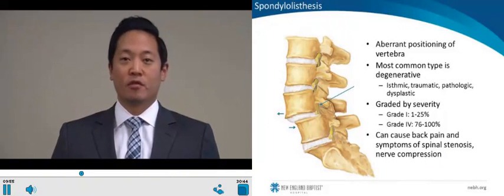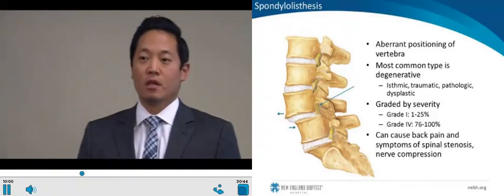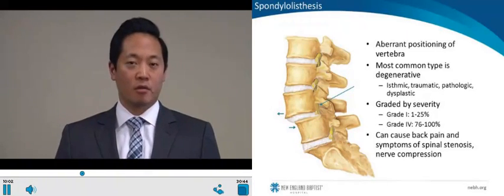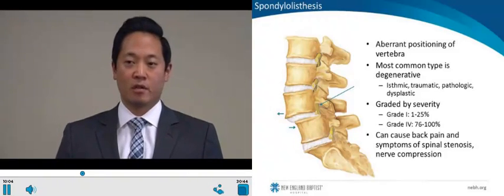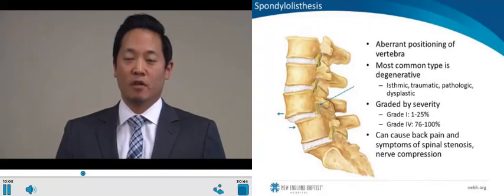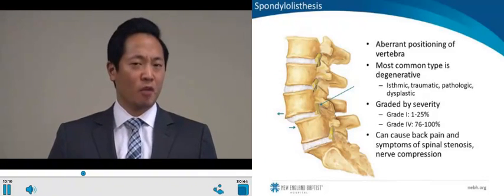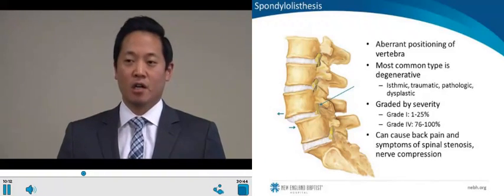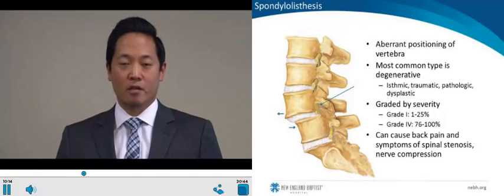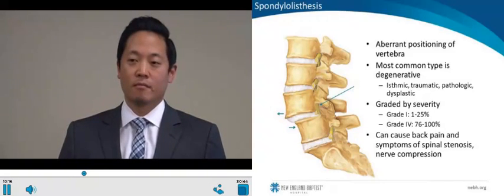Spondylolisthesis refers to the aberrant positioning of a vertebra over another. This is most commonly anterior, also known as anterolisthesis, but can occur laterally or posteriorly as well. The most common type of spondylolisthesis, especially in the adult population, is degenerative. Other types include isthmic, traumatic, pathologic, and dysplastic.